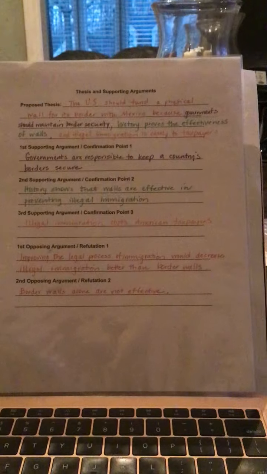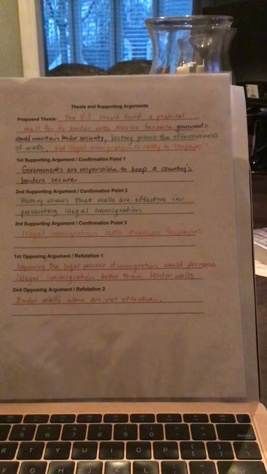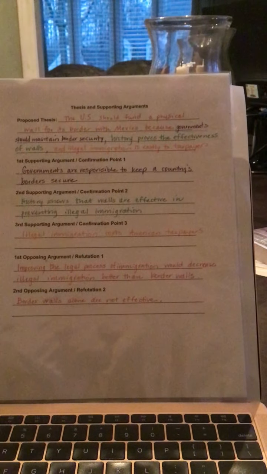Okay, and then finally, the opposing arguments. So what I did is I picked arguments that I knew I'd have a response for. So the first opposing argument is that improving the legal process of immigration would decrease illegal immigration better than border walls. So lots of people are like, oh, border walls, they're not compassionate. Why don't we just give better legal forms? And I already know that that's a great idea, but it doesn't mean you can't build a wall. So I know that I can agree with it, and then I have a response.